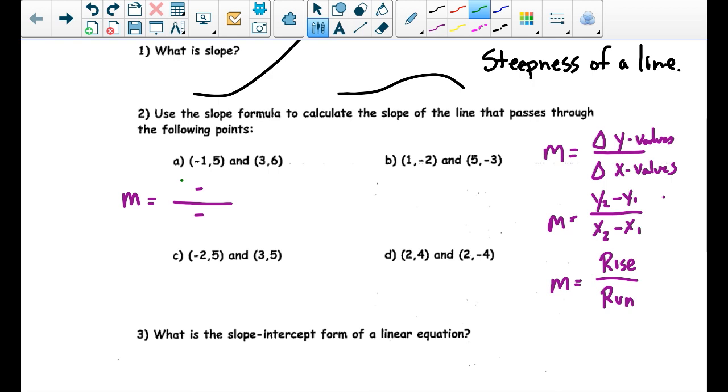So 5 and 6, y values. X values, -1 and 3. So you can see each point is stacked on top of itself: -1 and 5, 3, 6. And then we simplify. So 5 minus 6, -1. -1 minus 3, -4. Two negatives make a positive. So slope 1/4.